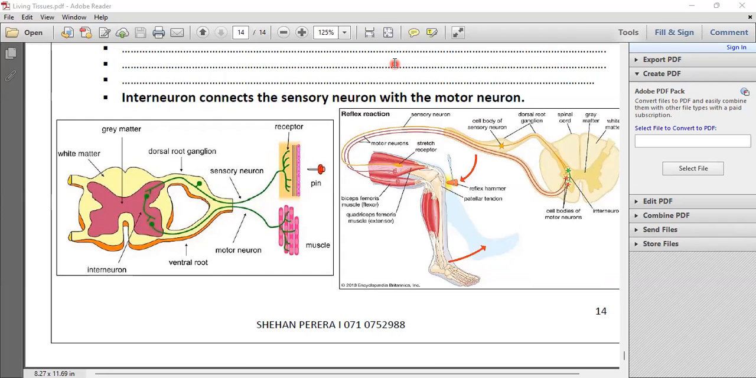So the skin is a sensory organ. It sends the impulse to the sensory neuron. Then the sensory neuron passes the impulse to the central nervous system. To which neuron? Not the motor neuron.